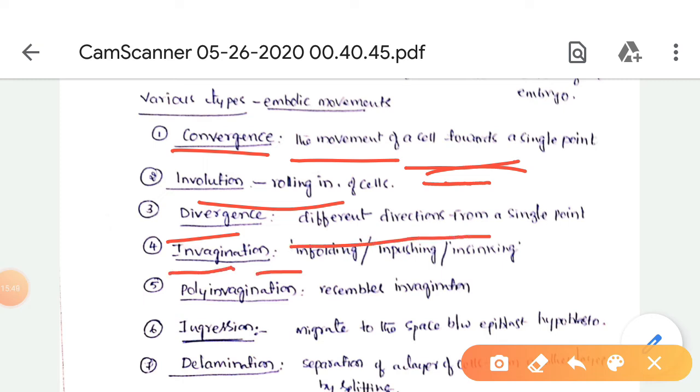Invagination means infolding, or it is also called inpushing or insinking. So here a layer of cells moves into the blastocele. This process results in the formation of a cavity called archenteron and this is surrounded by the enfolded cells.